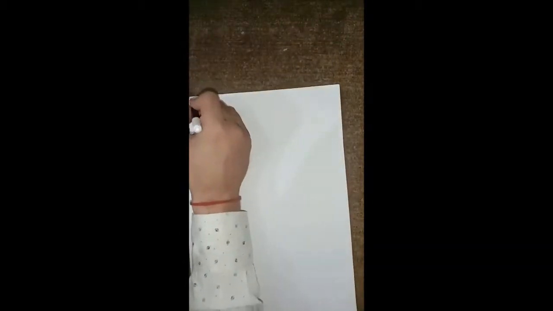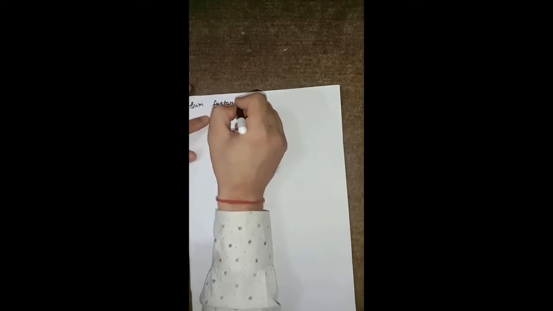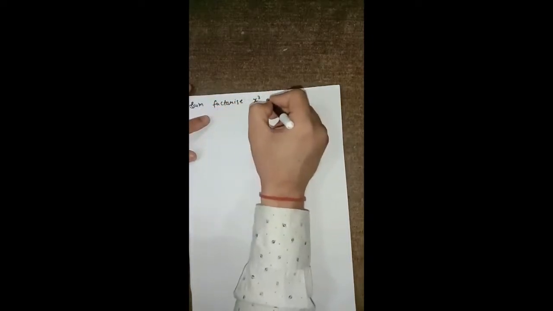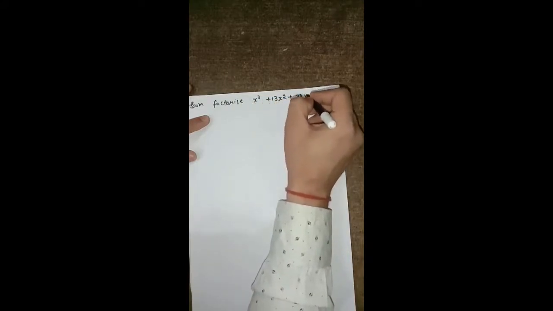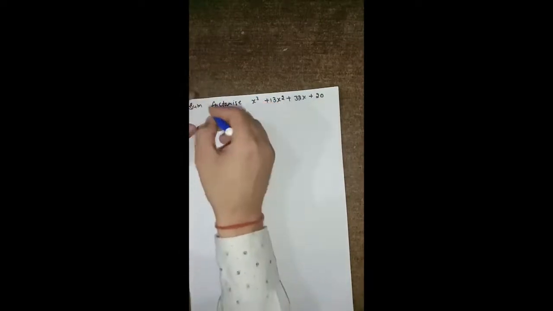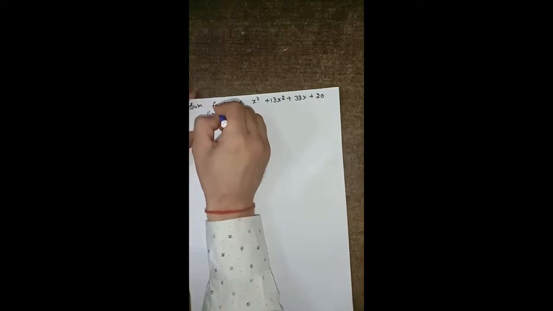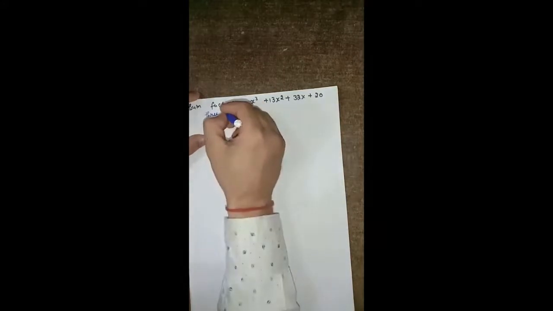Now our next sum is factorize x cube plus 13x square plus 32x plus 20. The previous question contained a quadratic equation, but here we have a cubic equation. Here this is a cubic equation, so for a cubic equation we will have three factors. As for a quadratic equation we have two factors, for a cubic equation we have three factors.